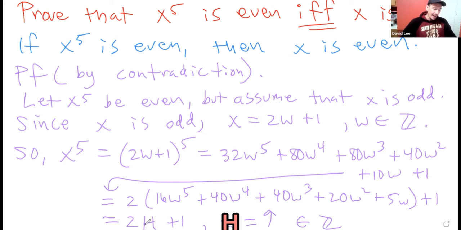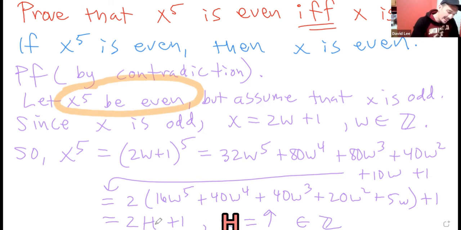But the problem is that 2h plus 1 is an odd number. And that contradicts the statement that we made earlier when we said that x to the fifth is an even number. And here it says x to the fifth is an odd number. And hence what we have before us is a contradiction, right? Denoted by sort of arrows crashing into each other. And therefore, we can conclude that x is even. So this is how you show this if and only if proof.